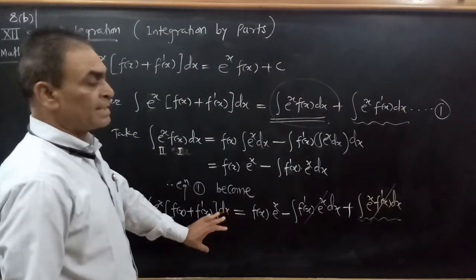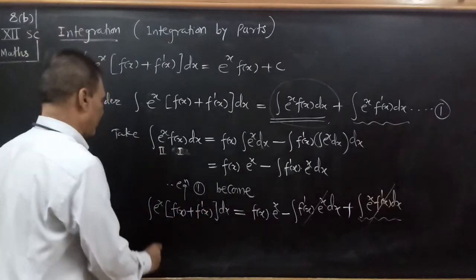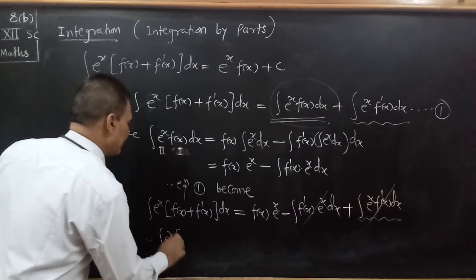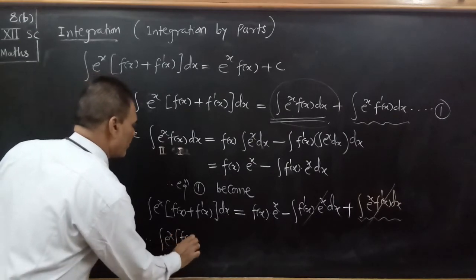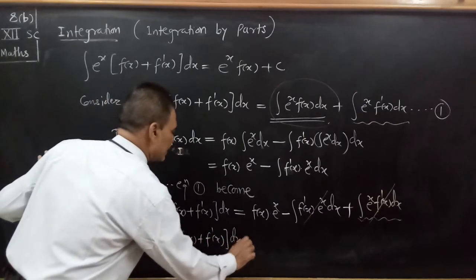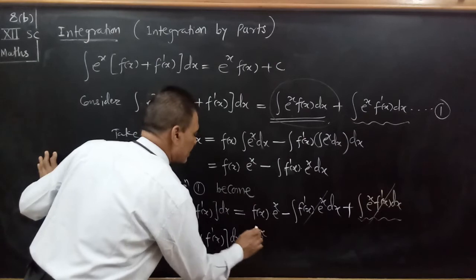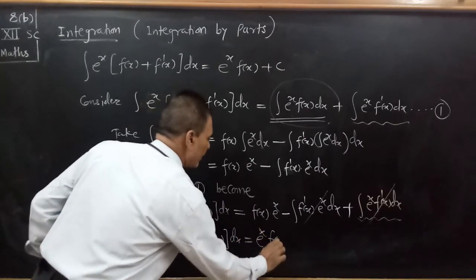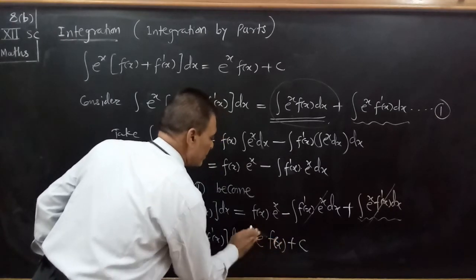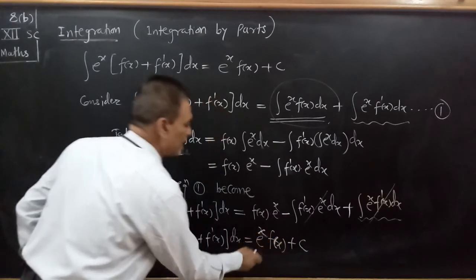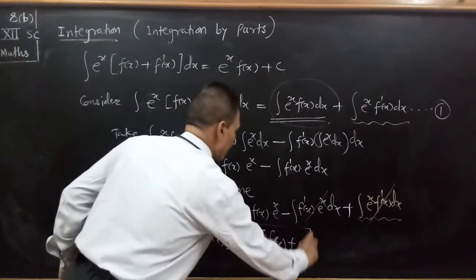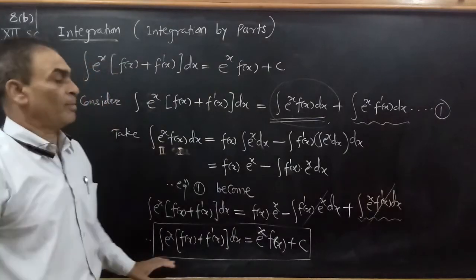Therefore, this result is also called the cancellation law. It means you will get the important result: integration of e raised to x, f of x plus f dash x, into dx is equal to e raised to x f of x plus some constant of integration c. You know multiplication is commutative, that's why I wrote e raised to x first. This is one of the important results, or corollary, of integration by parts.